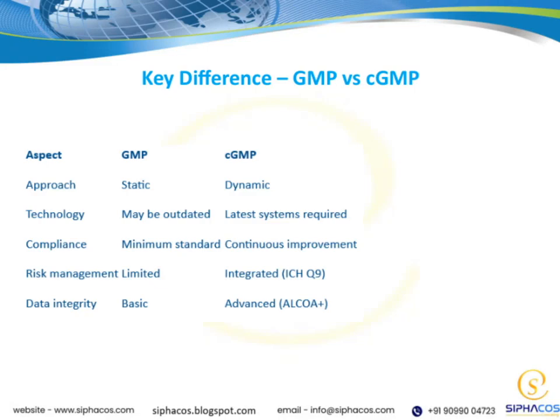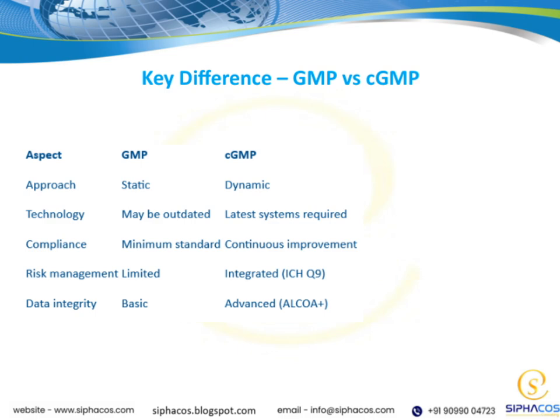Let's take a closer look at the key difference between GMP and cGMP. Both terms are crucial in ensuring quality and safety in manufacturing processes, especially in the pharmaceutical industry. GMP, or Good Manufacturing Practices, refers to the general principles and guidelines that ensure products are consistently produced and controlled according to quality standards. It's a broad set of regulations that apply across various industries.